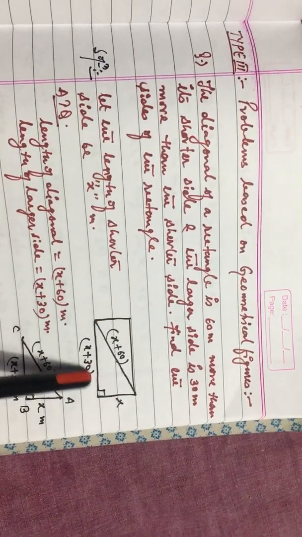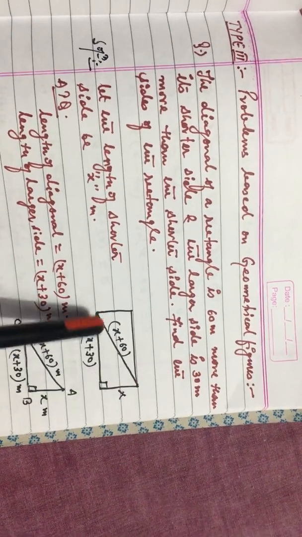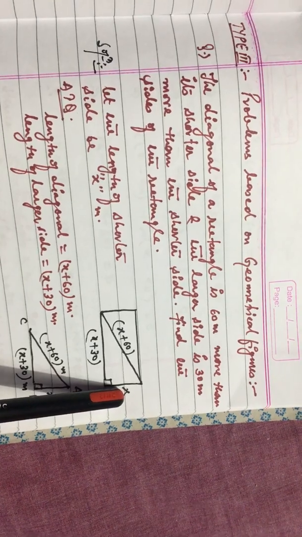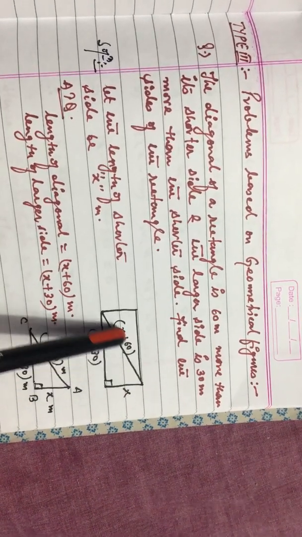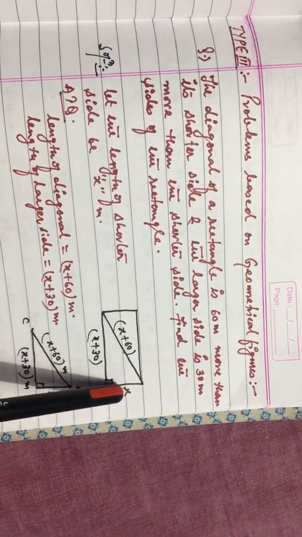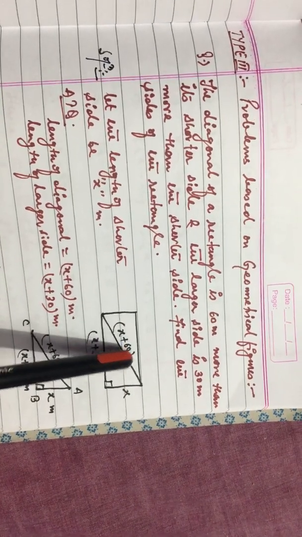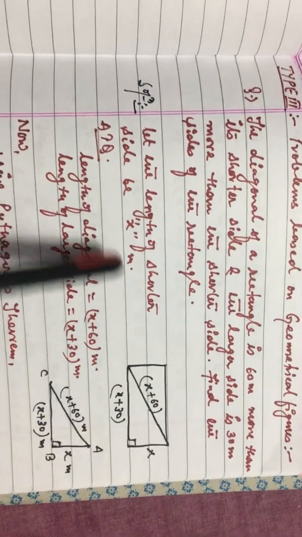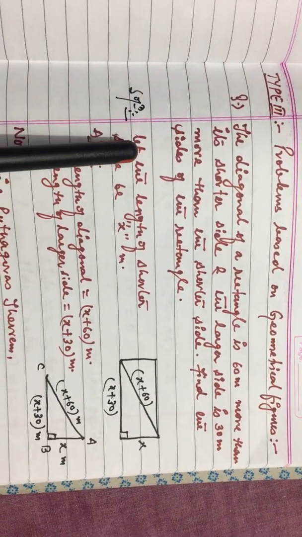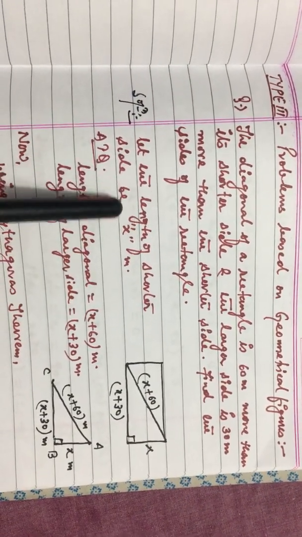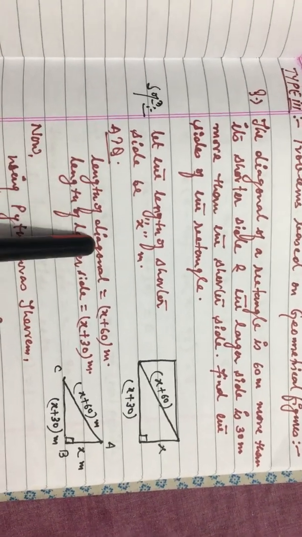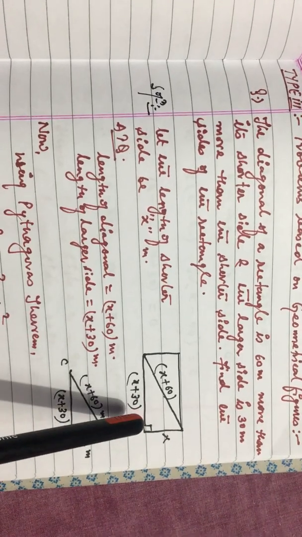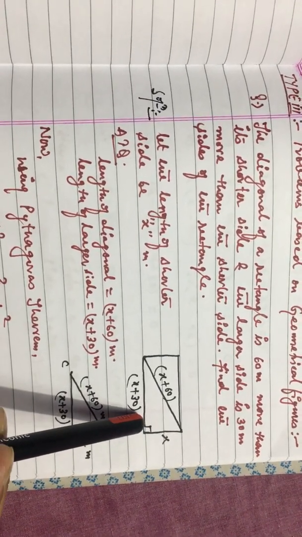Now see here the figure. This side you can consider as the shorter side and this side you can consider as the longer side. The shorter side we are supposing as X meter, and in the question it is given that the diagonal is 60 meter more than the shorter side. It means X plus 60, and the larger side is 30 meter more than the shorter side. We have to suppose here, let the length of the shorter side be X. According to the question, the length of the diagonal is X plus 60 meter and the length of the larger side is X plus 30 meter. I think you should know that each angle of a rectangle is equal to 90 degrees.